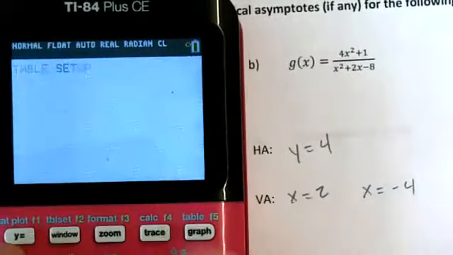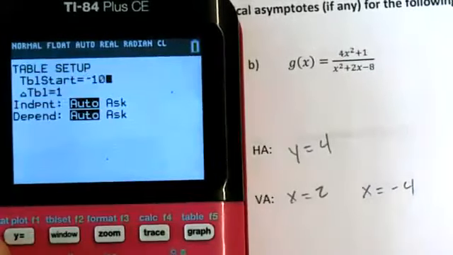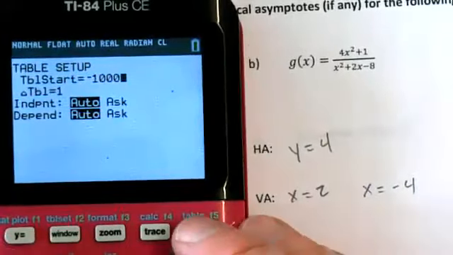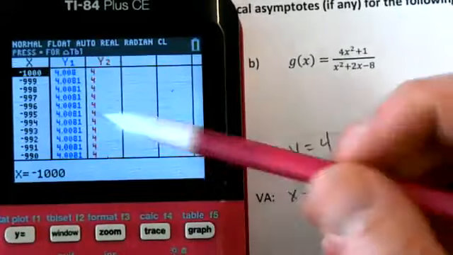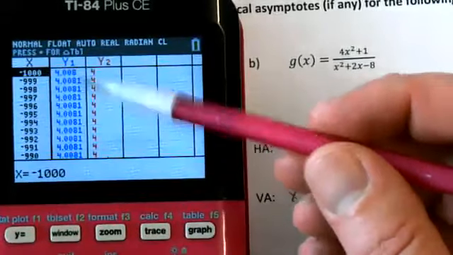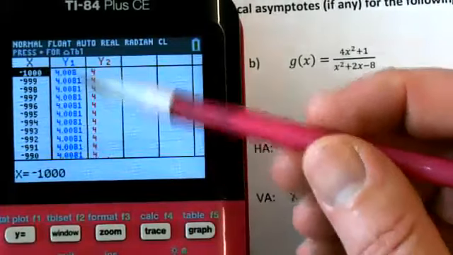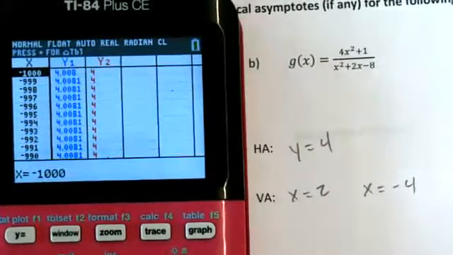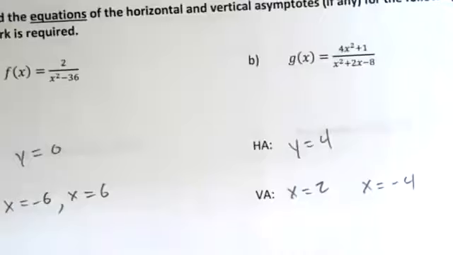If I wanted to double check, I could always check like -1,000 and see what my y values are. Yeah, that's super close to 4. And I can see it actually getting closer to 4 right there. So cool. Feeling confident about those. Let's move on to page 2.